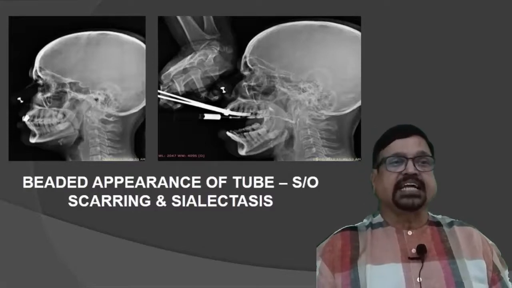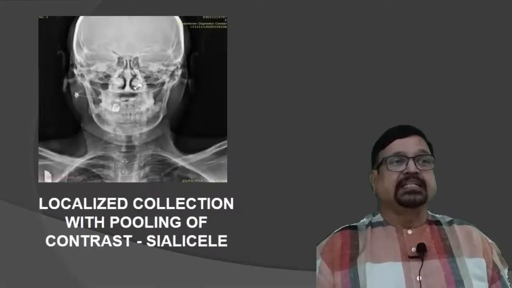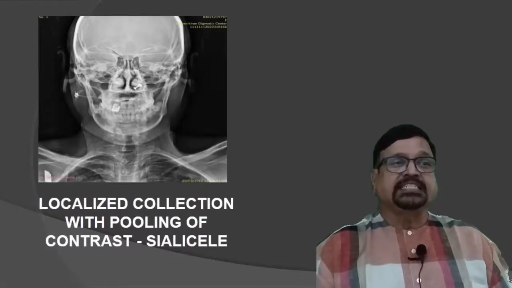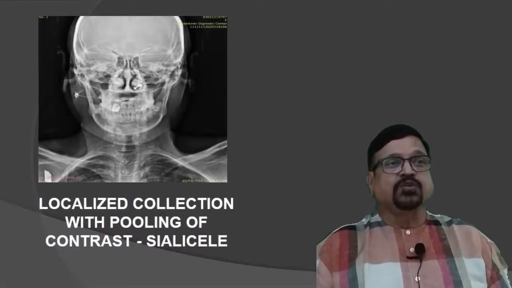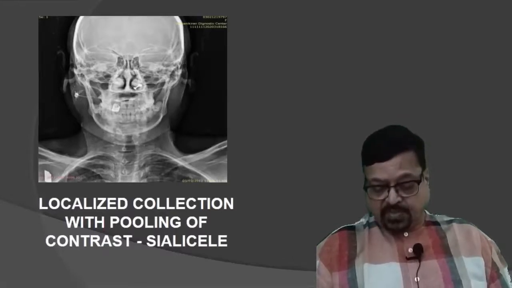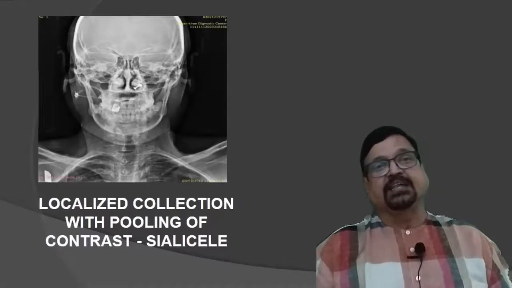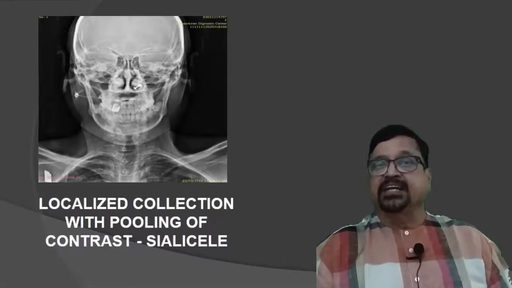Now most of the patients, they make a large volume. Now see here, you are finding a localized collection of contrast. There is localized pooling with stasis. Now these are usually the cysts which communicate. You can call this a sialocele. Sialoceles are the cysts of the parotid duct which communicate.